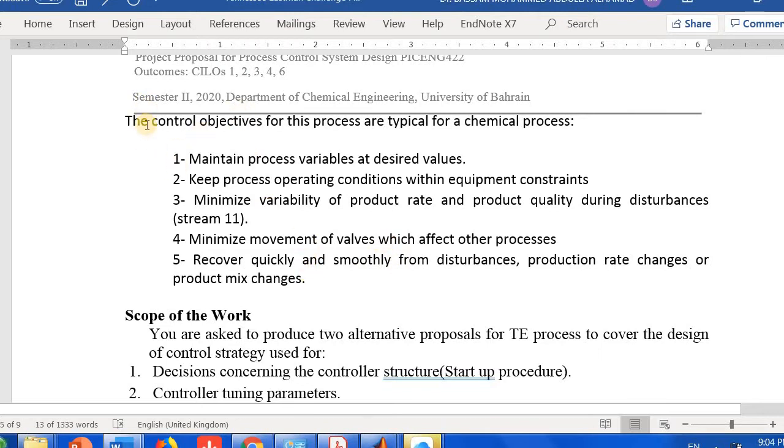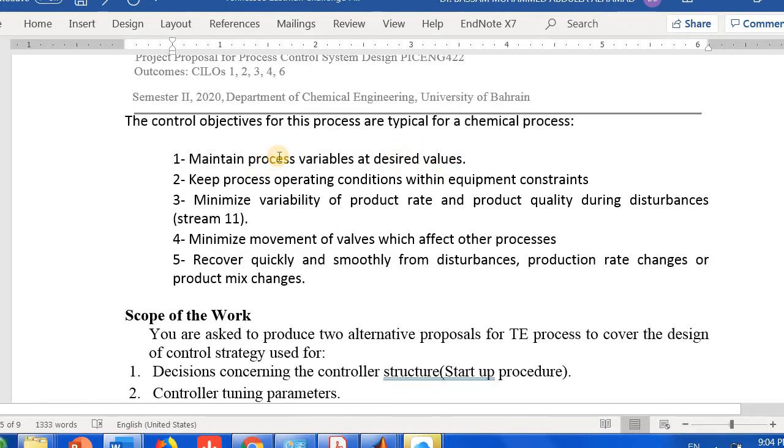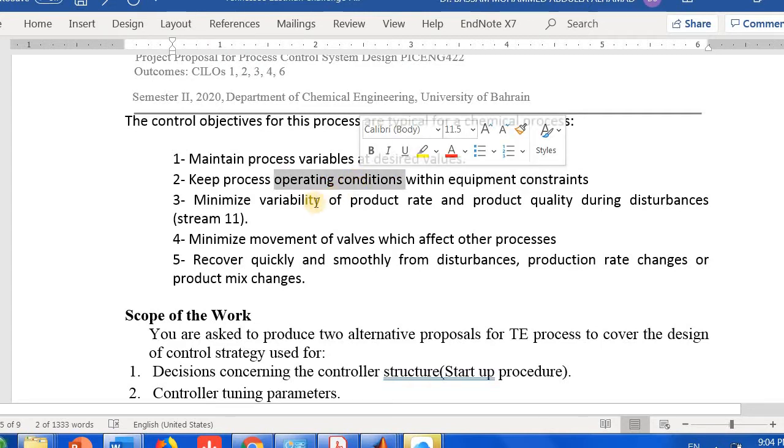Okay, what is the control objective? The control objective of this project, for this process, is to maintain the process variables at desired values. What are the process variables? Temperature, pressure, flow rate, and level. Keep the process operating conditions within the equipment constraints. That means there are some pieces of equipment that do not withstand a high temperature or a high pressure. So the equipment has a constraint of pressure and temperature, and that we call an operating condition.